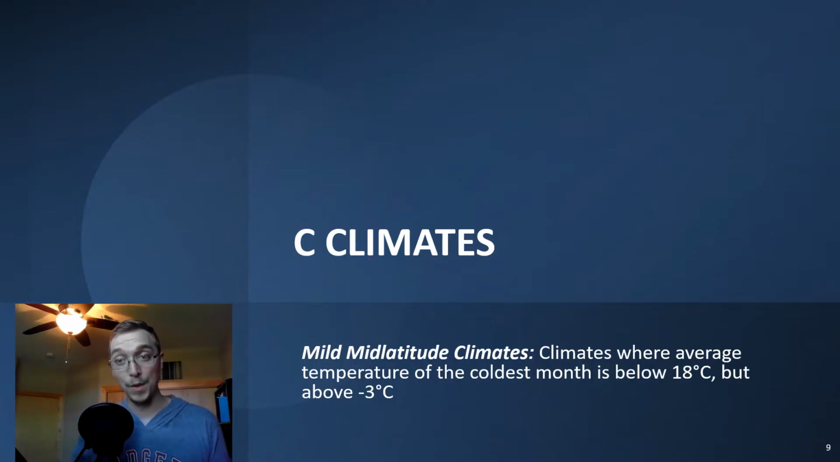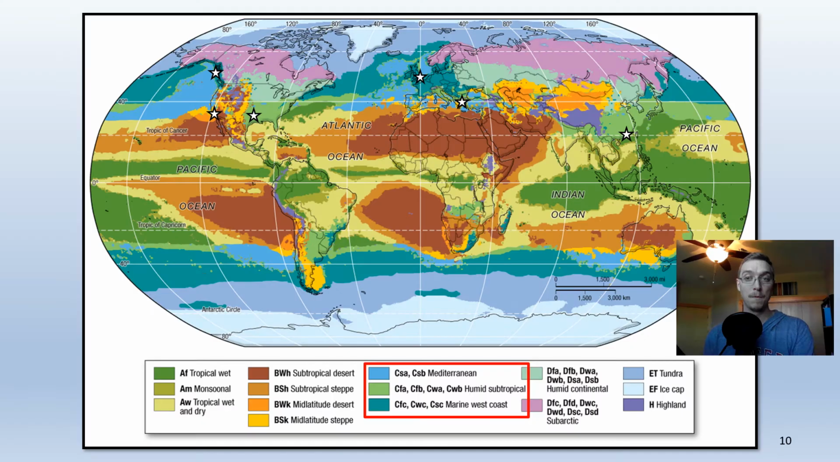Moving into C climates. These are our mild mid-latitude climates, and they're climates where the average temperature of the coldest month is below 18 degrees Celsius, but above -3 degrees Celsius. Here we can see where some of them are, and the ones that we're going to be looking at on the map today. We have CSA and CSB, Mediterranean, CFA, CFB, CWA, CWB, humid subtropic, and CFC, CWC, and CSC, marine west coast.